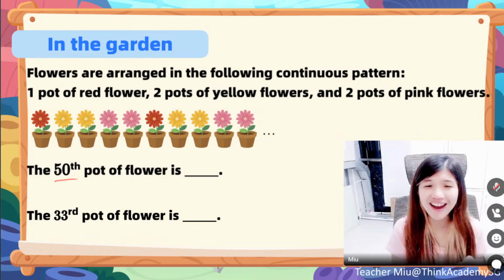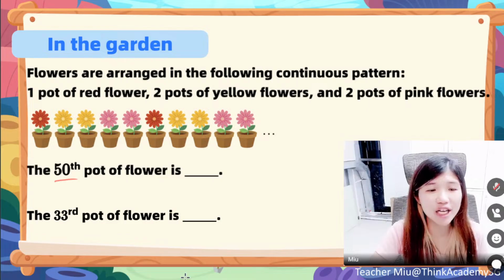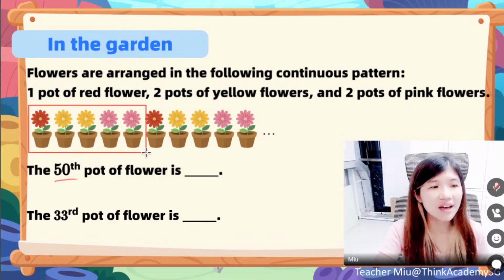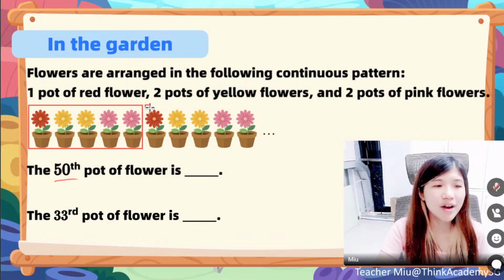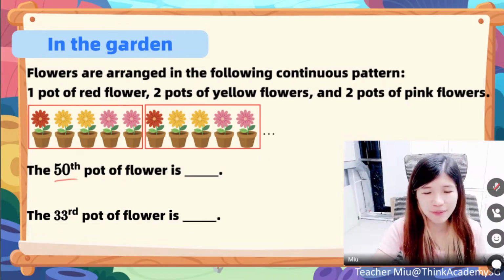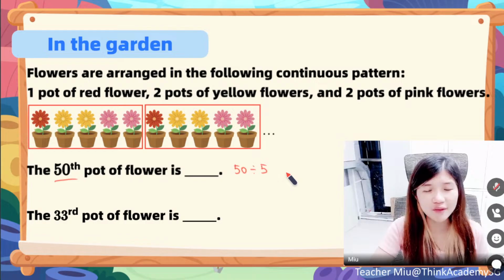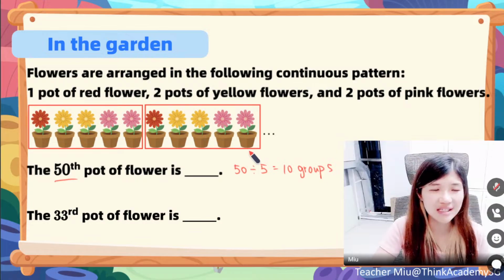Of course not. Actually, you will notice that those flowers are arranged in groups. Red, yellow, yellow, pink, pink, one group. Red, yellow, yellow, pink, pink, another group. So for 50 pots of flowers, that must be 50 divided by 5 in a group. So altogether, there are 10 groups. Since you're asking for the last one, it is pink.